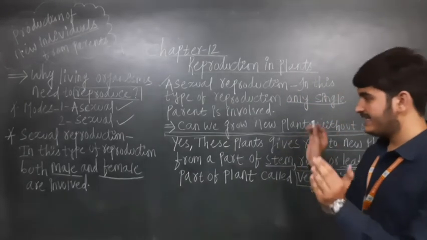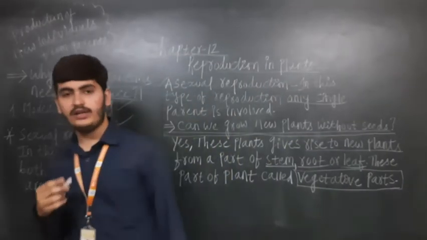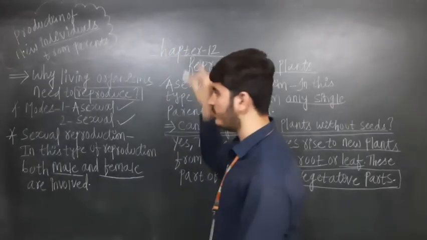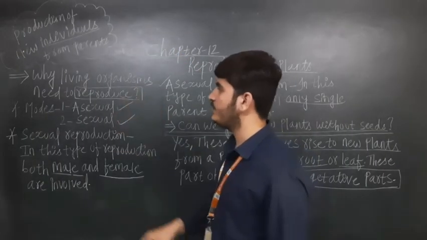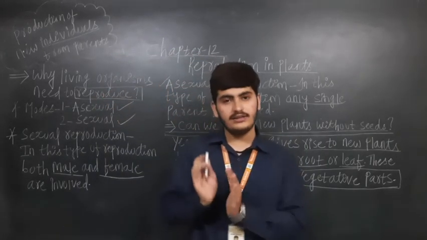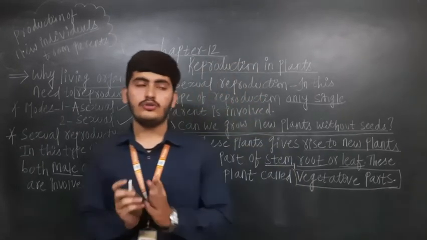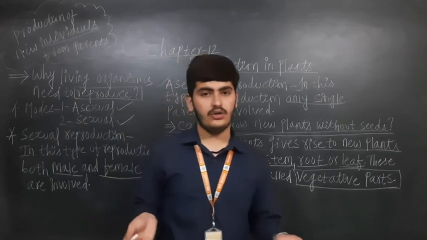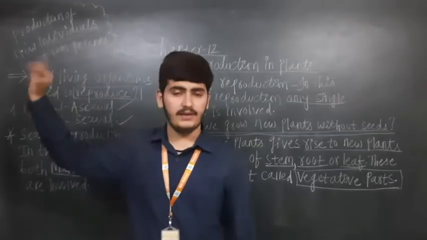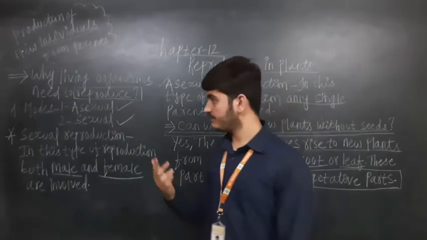Understood? So just see once again, because it is a very interesting chapter and you are going to learn many things from this. Production of new individuals from the parent is called reproduction. Yes, it is necessary for all living organisms to reproduce. Then and then only will the future generations keep coming. If we stop reproduction, then all will die, and no one will be there on the earth to live. That's why reproduction is necessary in all living organisms, in plants, in human beings and animals as well.